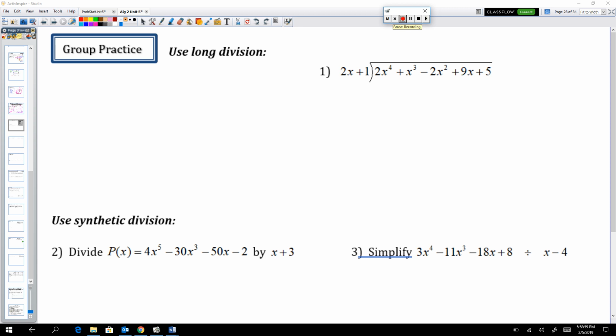Okay, the practice problems that we have to work together start off with a long division problem. I don't want you to spend a ton of time practicing this. You won't have to demonstrate this. But just to get you started, just remember we're trying to think of what can I multiply 2x by to make 2x to the 4th. And that, of course, is x cubed. So that'll get me my 2x to the 4th. And then I multiply x cubed by 1. Subtract it from the top.